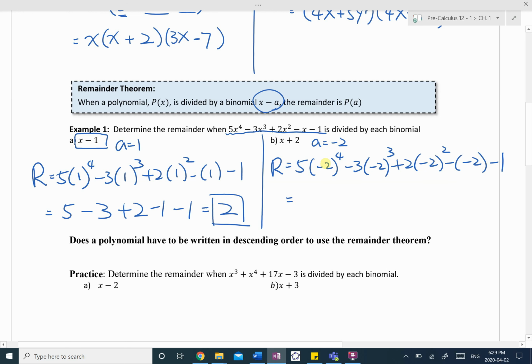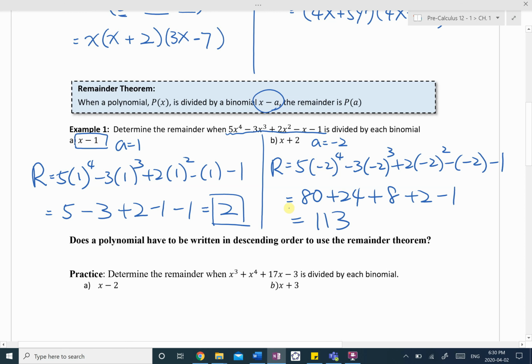We would have negative 2 to the power 4 is 16, and 16 times 5 is 80. Negative 2 cubed is negative 8 times negative 3 is plus 24. Negative 2 squared is 4. 4 times 2 is 8. Minus negative 2 means plus 2 minus 1. This will give us, what is this? 90, 114, so 113. So the remainder will be 113 here.